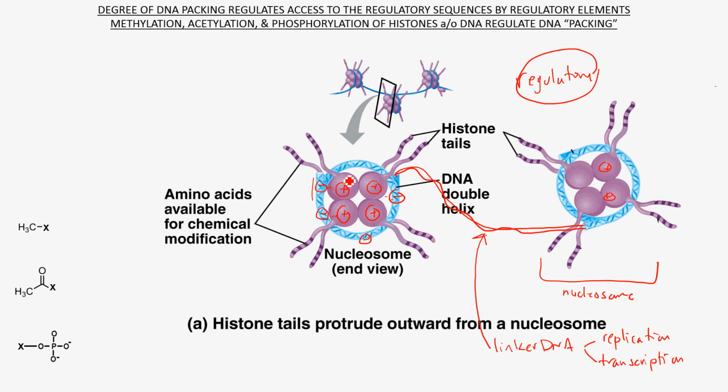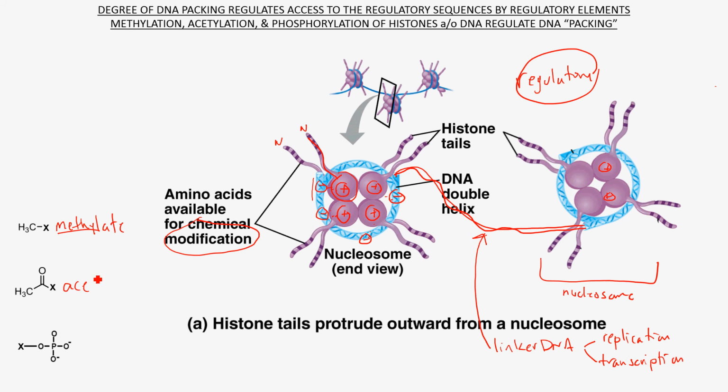Well, we see that these histone proteins have this positively charged core, but then there's this tail coming off of it, and these are the N-terminus parts of the amino acid sequence. These are available for chemical modification. The three chemical modifications that occur: you can put methyl groups on there, so this would be methylating. This is a methyl group.